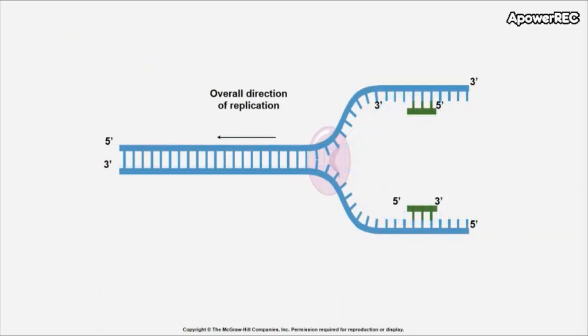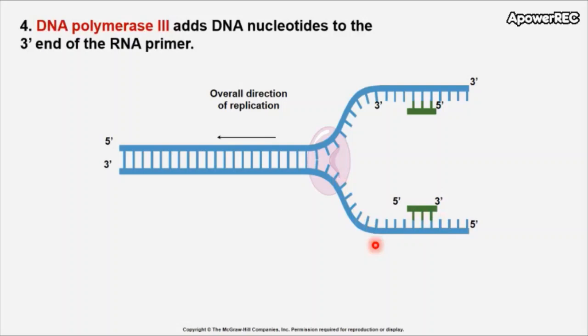We have to observe the overall direction of replication on a DNA strand. So we can see that this helicase is going to zip down this DNA, and the top strand and the bottom strand, as they're unzipped, we're exposing more nucleotide bases. And we have another enzyme we have to keep track of. This enzyme is called DNA polymerase 3.